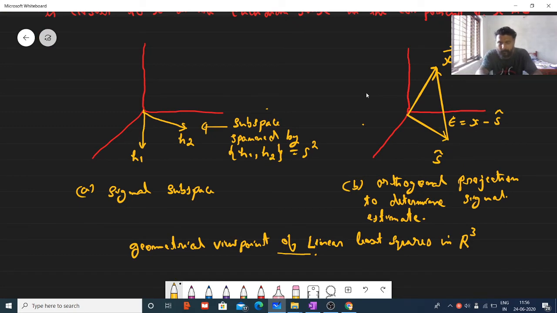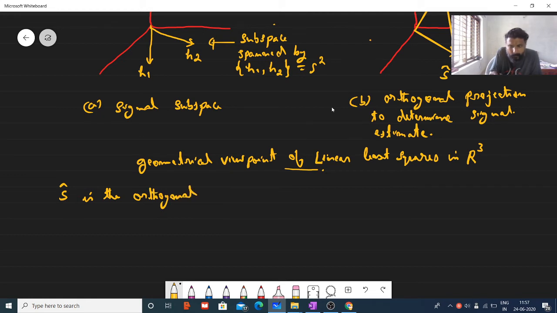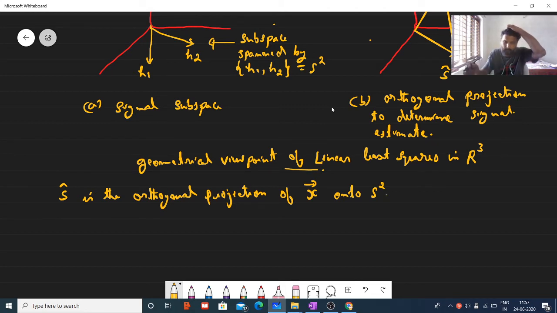Okay. So as you know, the S cap is nothing but the orthogonal projection of X onto S2. That also you write. S cap is the orthogonal projection of X, that is the data vector, onto S2. Okay. So what does it mean? X cap is nothing but the orthogonal projection of X onto SP.